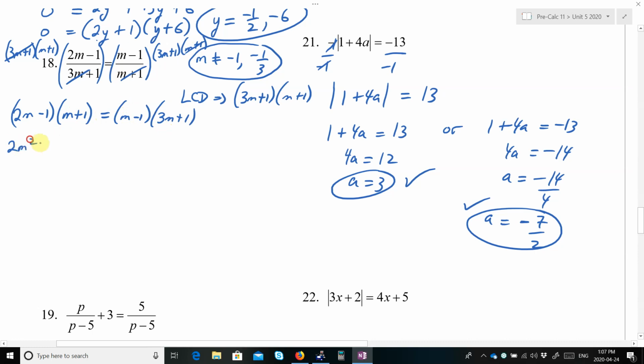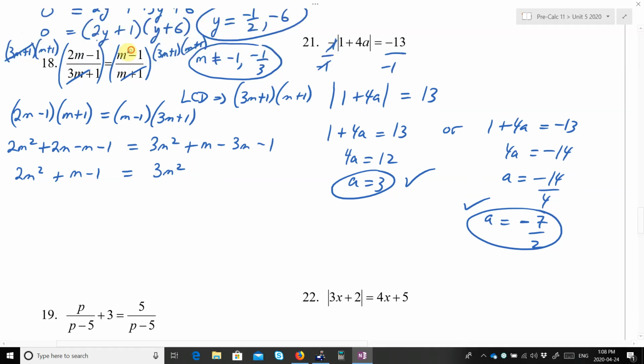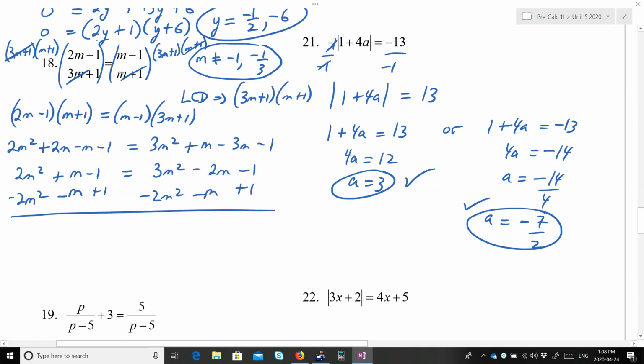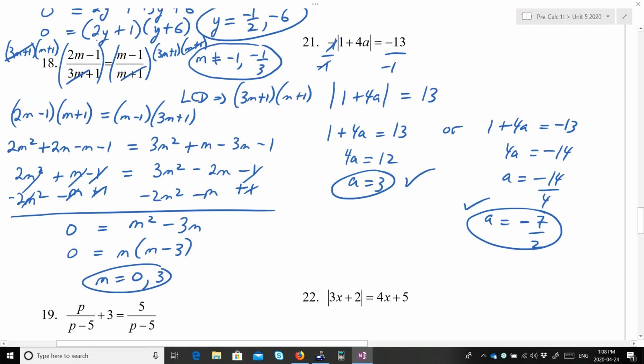So let's do FOIL. 2m squared plus 2m minus m minus 1. 3m squared plus m minus 3m minus 1. Now collect like terms. And collect like terms across the equal sign. Zero. M squared minus 3m. And solve this by factoring. So the answers are 0 possibly and 3. And those don't conflict with the non-permissibles, so those are good.